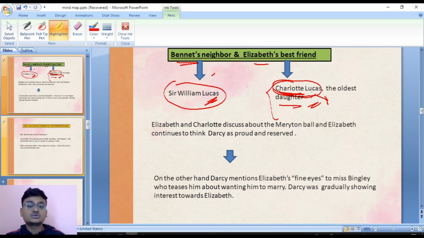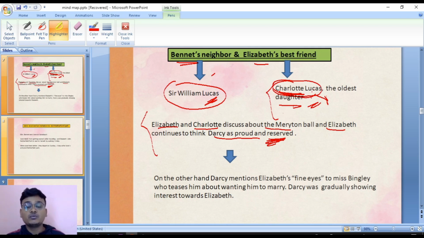So Elizabeth and Charlotte, after the party, what happened? Elizabeth and Charlotte are good friends. Now they are discussing what had happened at the party. Elizabeth and Charlotte discuss the Meryton ball, and Elizabeth continues to think Darcy is proud and reserved. So this is the prejudice. On first impressions, Elizabeth is presuming Darcy to be a proud and reserved kind of person. So this is the prejudice of Elizabeth.